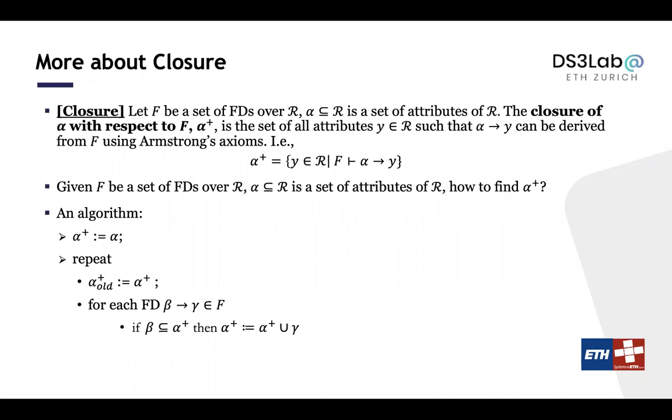Which means that I can derive alpha to gamma, right? Because I can derive alpha to whatever is in the closure, and beta is part of the closure, so I can actually derive alpha to gamma. So I put the gamma together with my current closure and I get a new one, right? I keep doing this until I cannot make alpha plus larger. And when that happens, I will output alpha plus. So as you can see, this is a very, very simple algorithm to calculate the closure of alpha with respect to F. Okay.